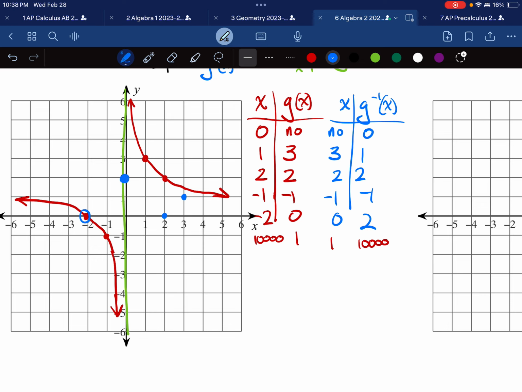If I'm reflecting over the line y equals x, that means I have this straight line going through the function. I think something is wrong here. It feels off to me.